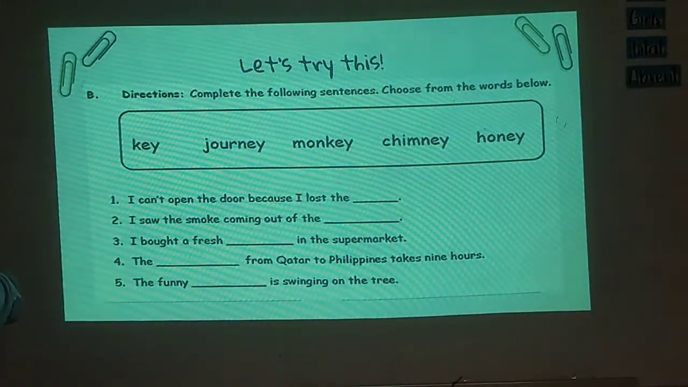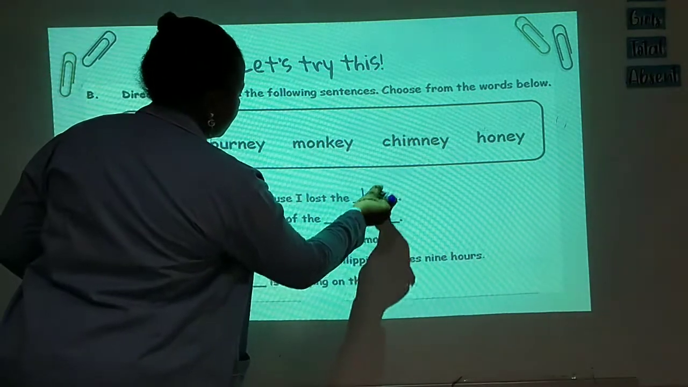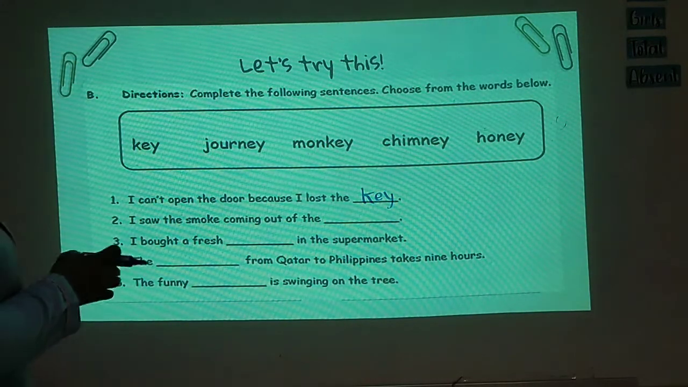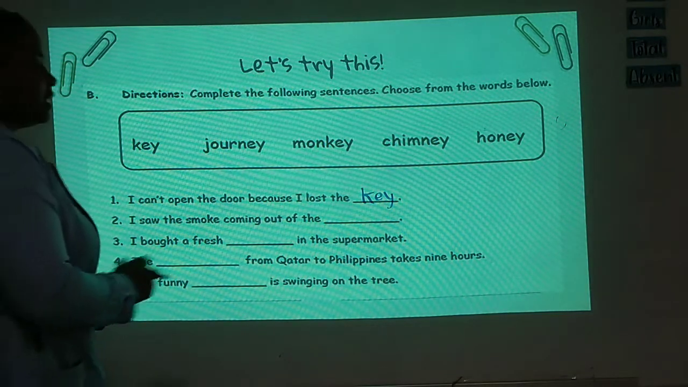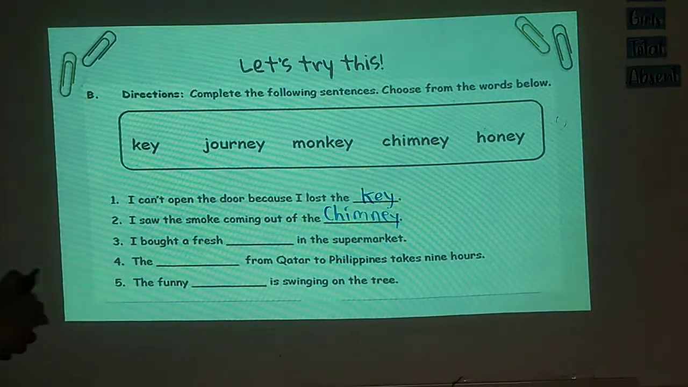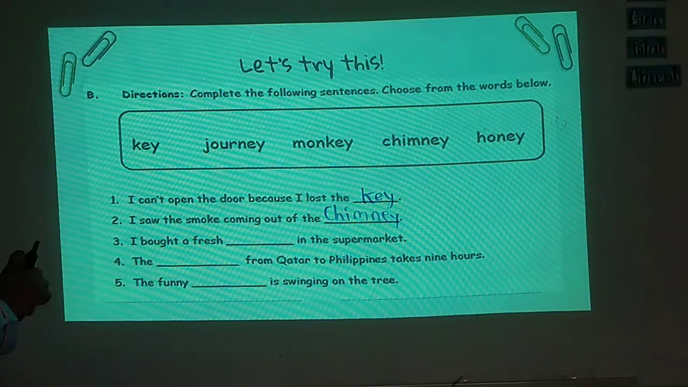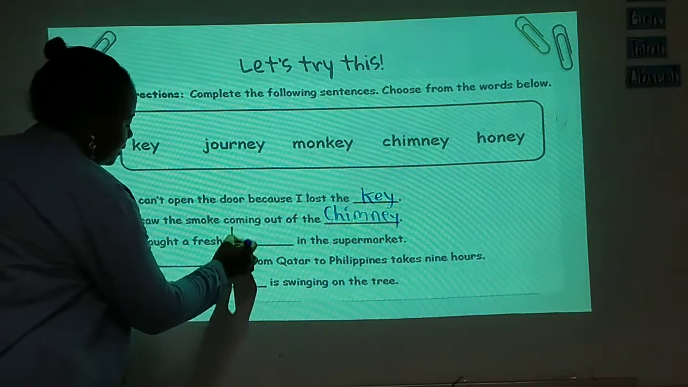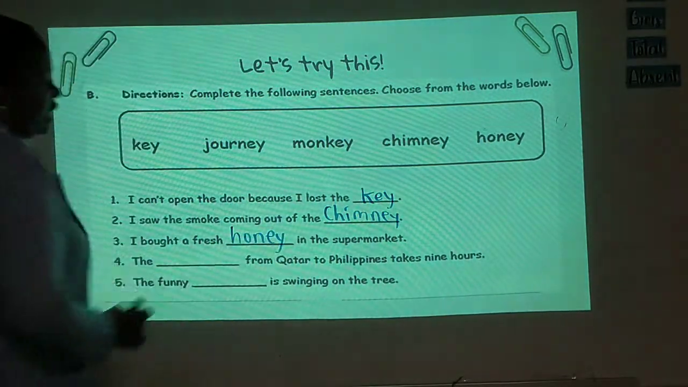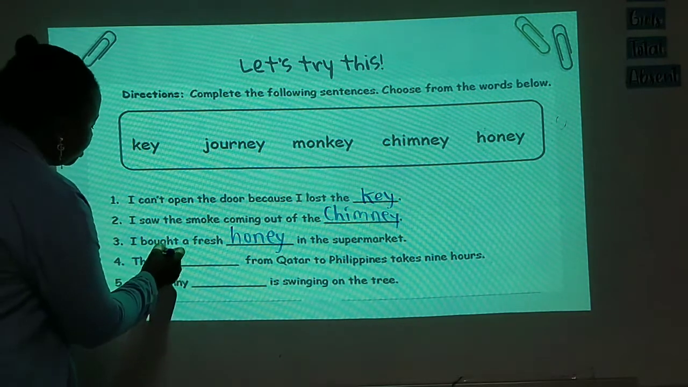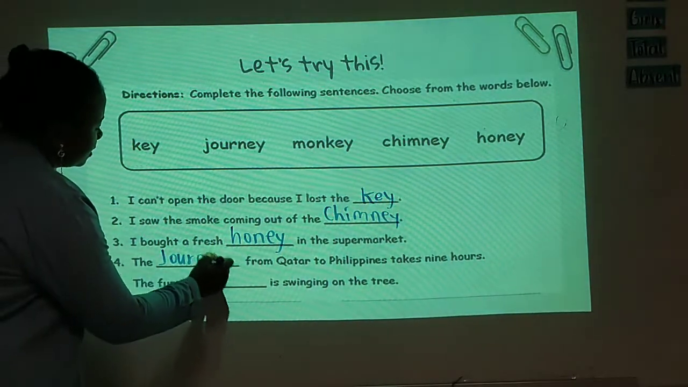So we say, I can't open the door because I lost my key. I saw the smoke coming out of the black. So coming out of what? Chimney. I bought a fresh blank in the supermarket. A fresh what did you buy in the supermarket? You bought a fresh honey in the supermarket. Now, the dash from Qatar to Philippines takes 9 hours. What could that be? Journey. So when you journey from one place to another.